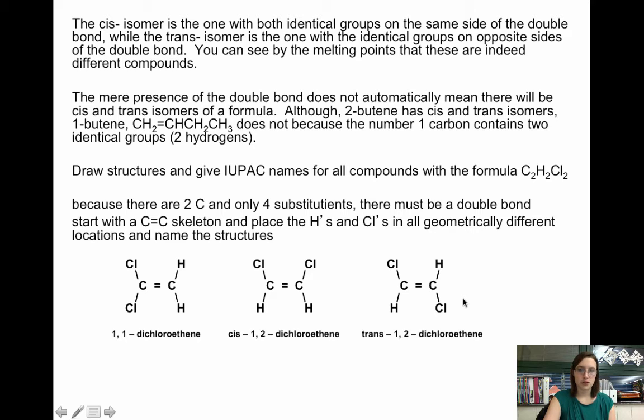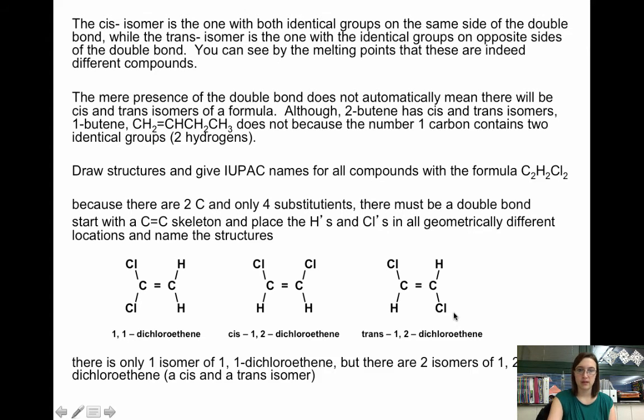Then our other 2 structures are isomers. Here we have cis-1,2-dichloroethene and we have trans-1,2-dichloroethene. Notice that we have cis-trans isomerism for the second and third structures. Again, if it's ethene, there's no need to put a number in front of ethene because it's assumed that we've put it on the same carbon.